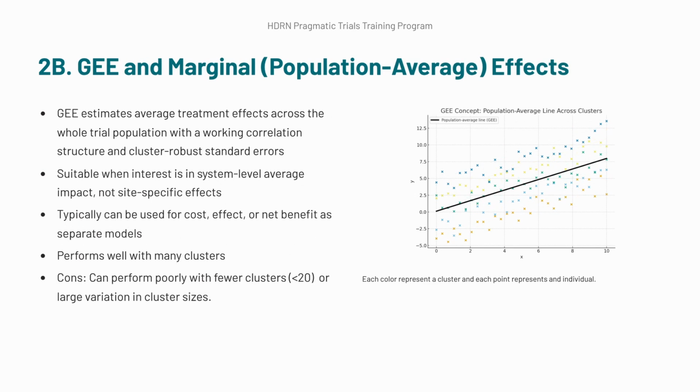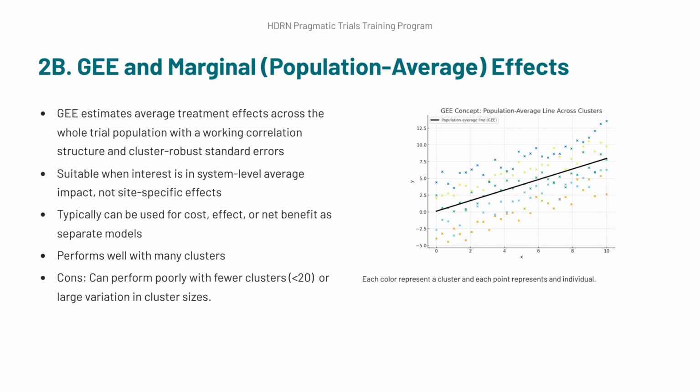Generalized estimating equations, or GEE, provide population average estimates without using random effects. They focus on the average relationship across all clusters, rather than estimating a separate intercept for each one, as we saw in the previous slide. The graphic on this slide shows what that means visually.